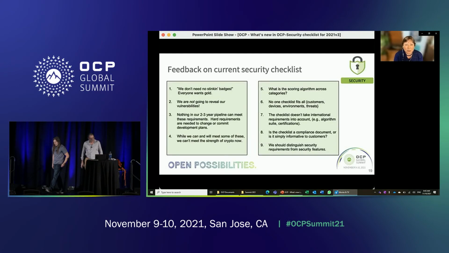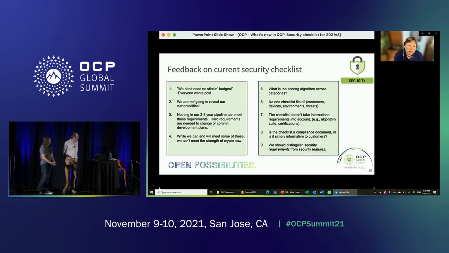We got comments like, "We don't need no stinking badges because everybody wants gold." Vendors were concerned that by filling out the checklist, they would be revealing some vulnerabilities in their products. The time horizon was too short because product pipelines can be 2 to 3 years, if not more, when hardware is involved. So we decided to take these comments into consideration and start working on what the next checklist should be.